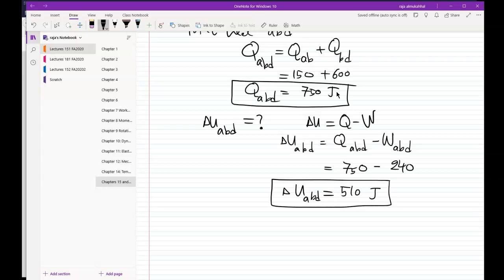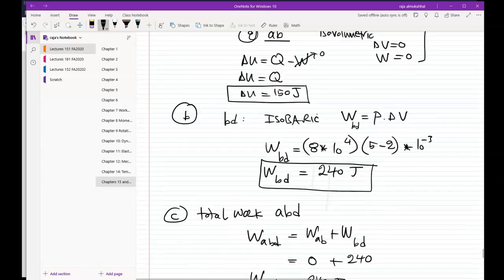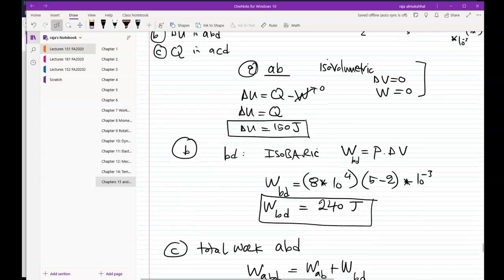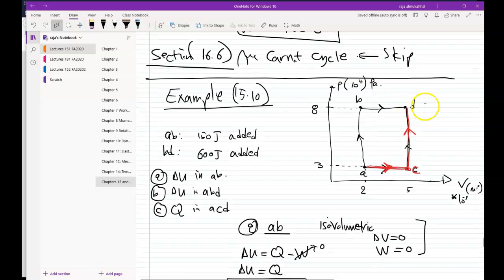You see that? Okay. Now, what is the total work for the path ACD? Well, let's keep in mind. Look at that. From A to C, that's an isobaric process. That means work is equal to P delta V. But from C to D, that's isovolumetric, so there is no work here. The work is 0. Make sense?